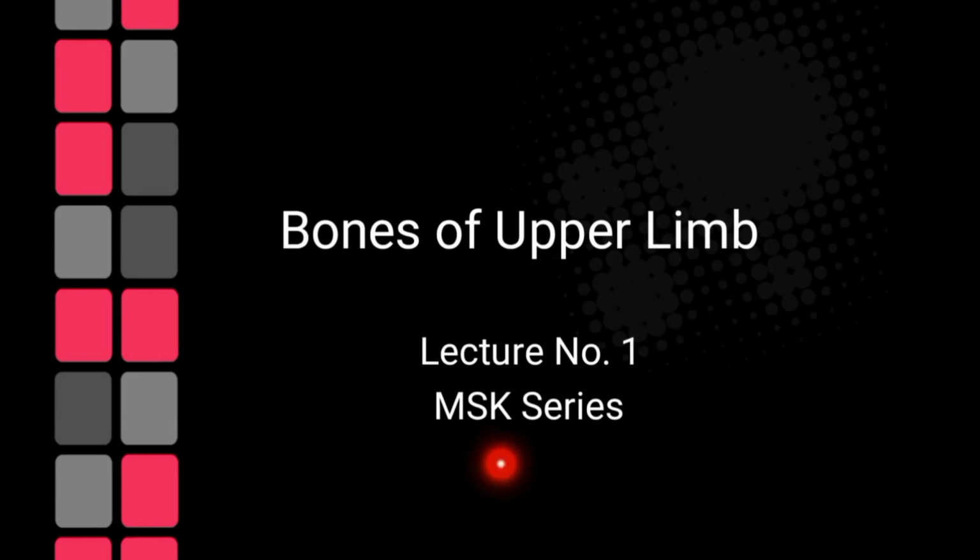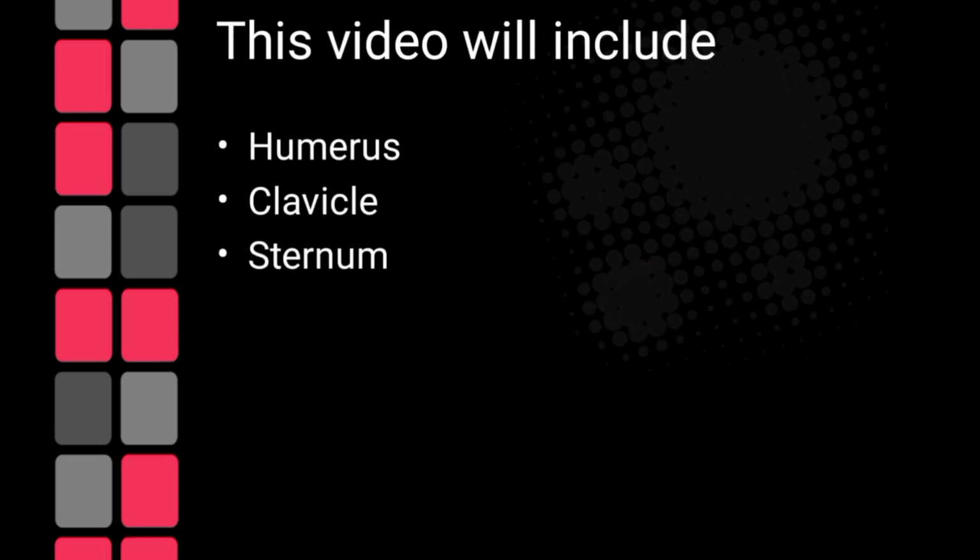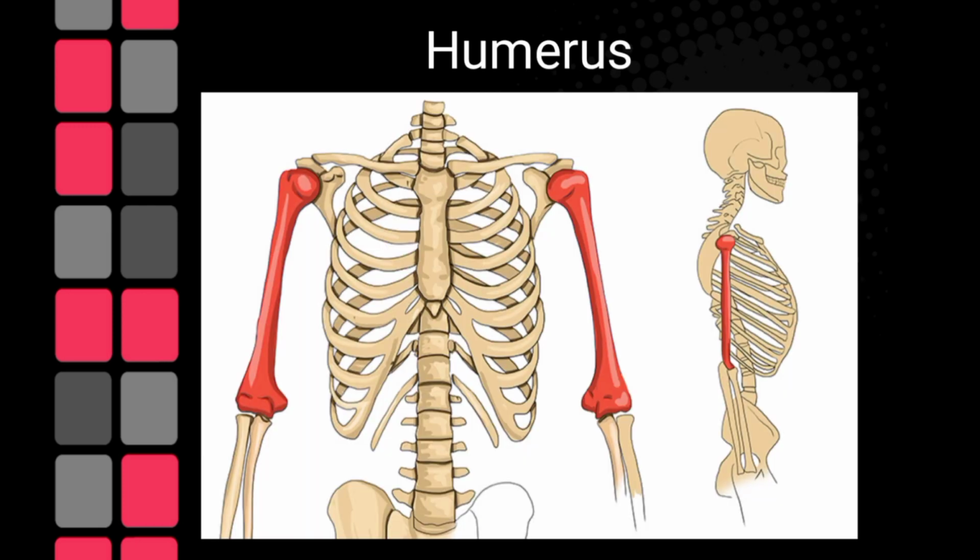Today we are going to start the musculoskeletal series, and this is our first lecture of the series. Today we will discuss the bones of the upper limb. This video will include the humerus, clavicle and sternum. First bone, humerus. This is the humerus.